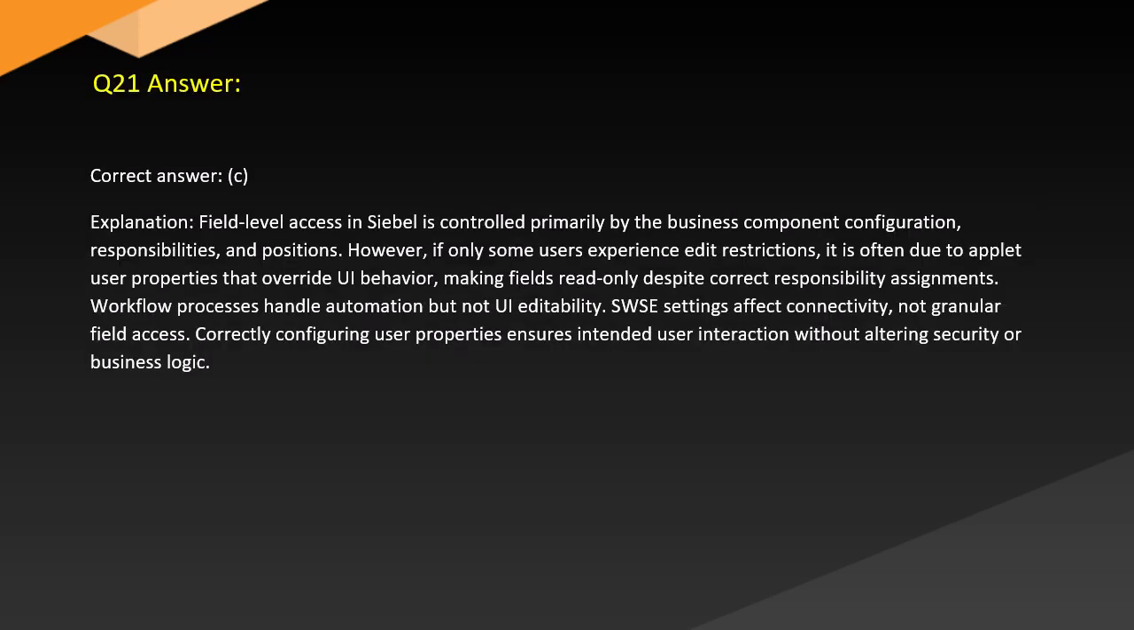Answer. Correct answer. C. Explanation. Field-level access in Siebel is controlled primarily by the business component configuration, responsibilities, and positions. However, if only some users experience edit restrictions, it is often due to applet user properties that override UI behavior, making fields read-only despite correct responsibility assignments. Workflow processes handle automation, but not UI editability. SOS settings affect connectivity, not granular field access. Correctly configuring user properties ensures intended user interaction without altering security or business logic.